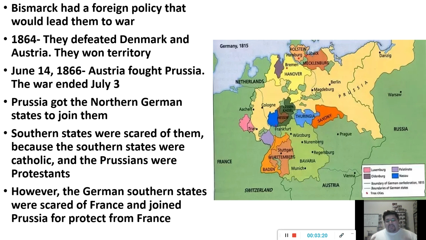Two countries, Denmark and Austria, tried to fight Prussia, but Prussia, if you remember from last class, has an amazing large army, and they were able to quickly defeat Denmark and Austria. Now, Denmark says, okay, we lost, we got our butt kicked, we're done.